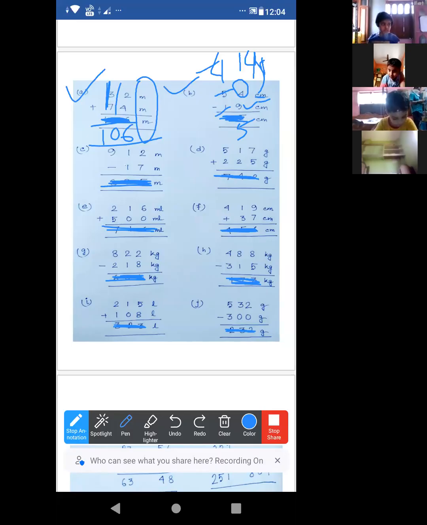Now complete it fast. Number B, 45B. I need to write the answer. I'll write. Okay, after 1, just count 2, 3, 4. It will be 3. I am writing the answer also. 35. Okay. Now the next one. Number C, complete it fast.